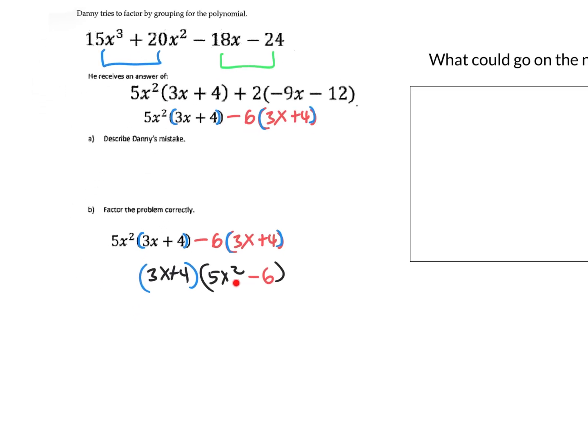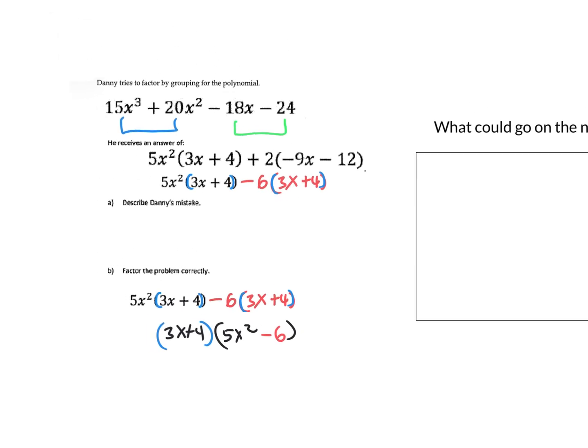Then we look at this and we ask ourselves, can this be factored more? No, it cannot. It's not like it's the difference between two squares. This is not a perfect square. 5 is not a perfect square. That's not a perfect square. 3x plus 4, that cannot be factored any further either. So we are actually fully factored there.